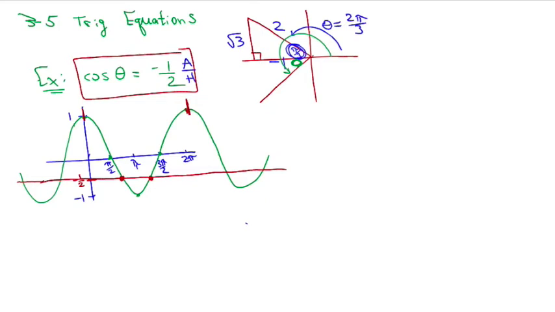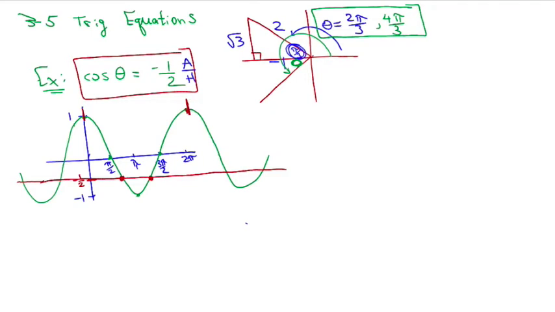How many pi's over 3 bring you into the third? 4. So theta, the solution to this thing, is either 2 pi over 3 or 4 pi over 3. Now remember, these are considered my main solutions. They're not all of them, they're just the main ones. So far so good?